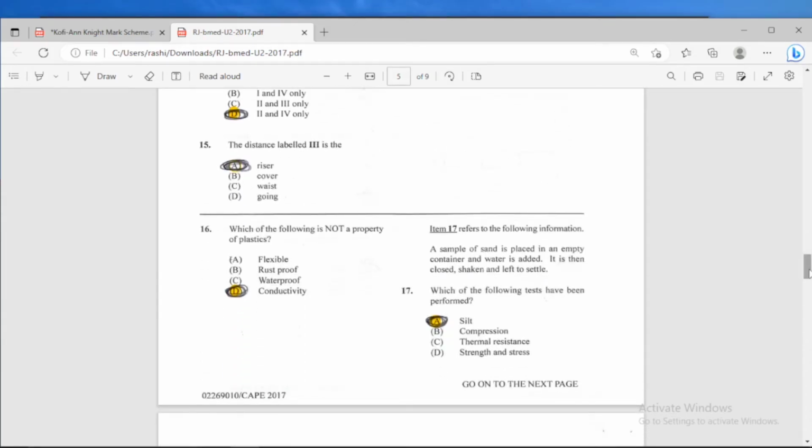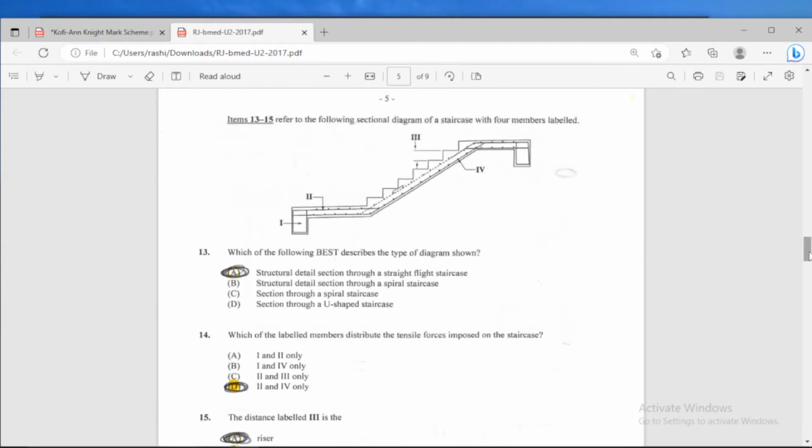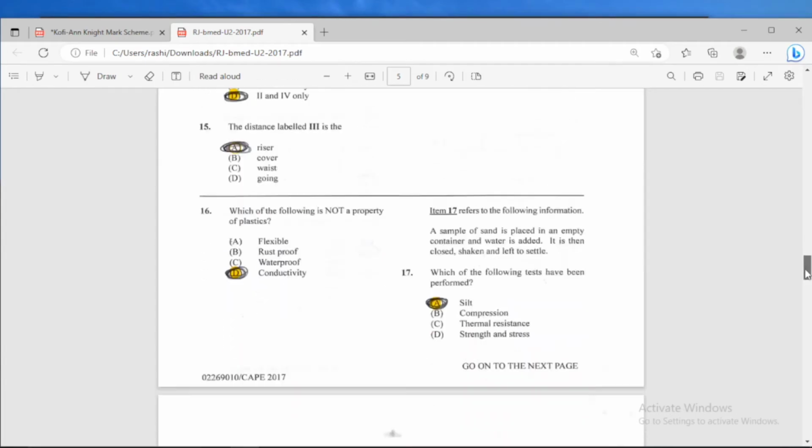Number 15. The distance labeled 3, is it the riser, the cover, the waist, or the going? This right here. So this is the riser. So the vertical member of one single step is called a riser. So that's what this distance shows. So the answer to that, number 15, is A, riser.